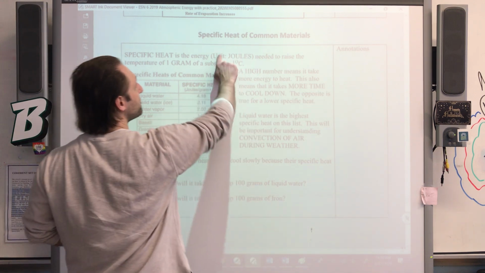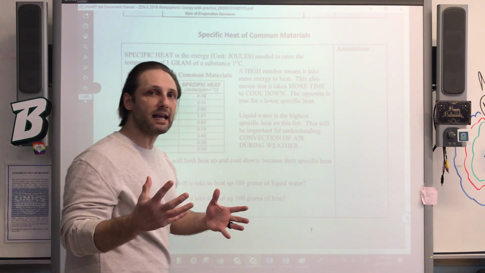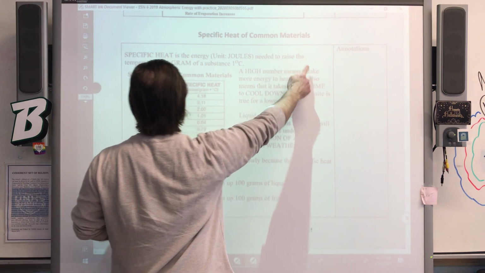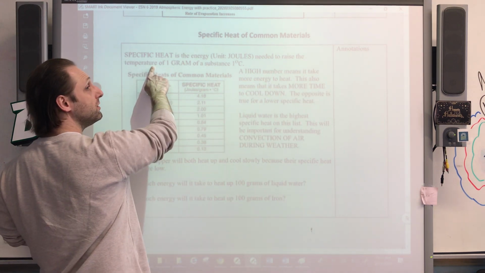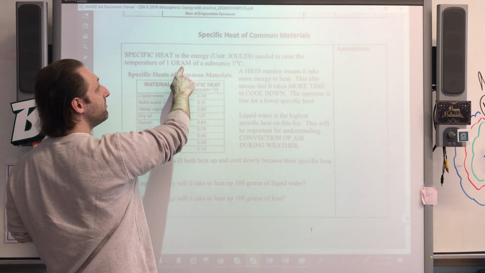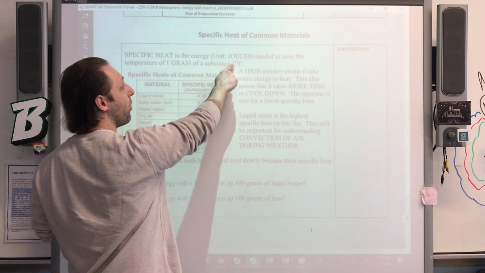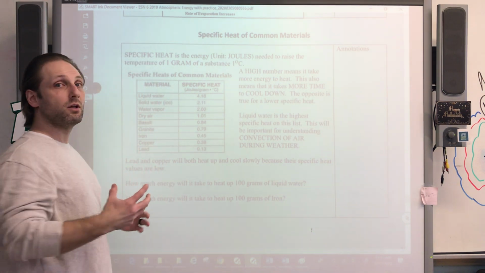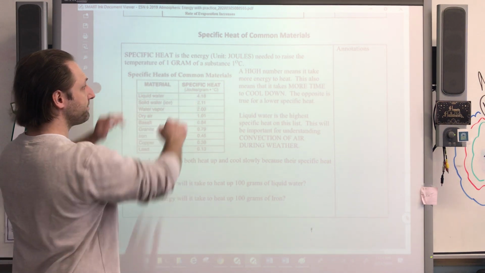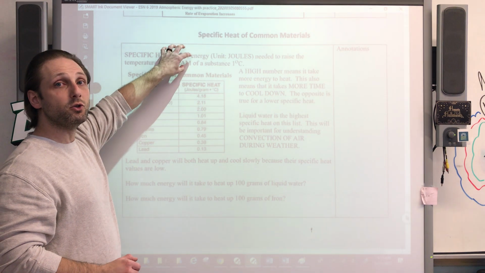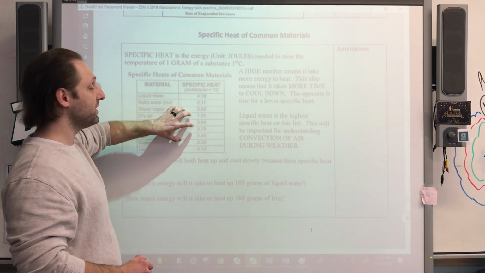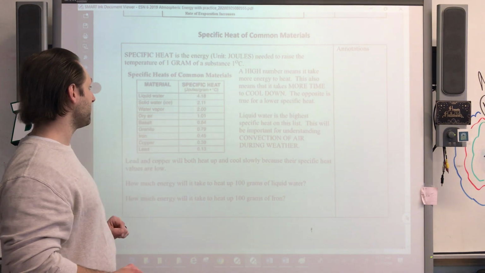So joules, I introduced to you, joules are the heat energy unit. It's needed to raise the temperature of 1 gram of a substance 1 degree C. So let's take an example from the chart and use this explanation of the unit to make sense of what this means for an object.